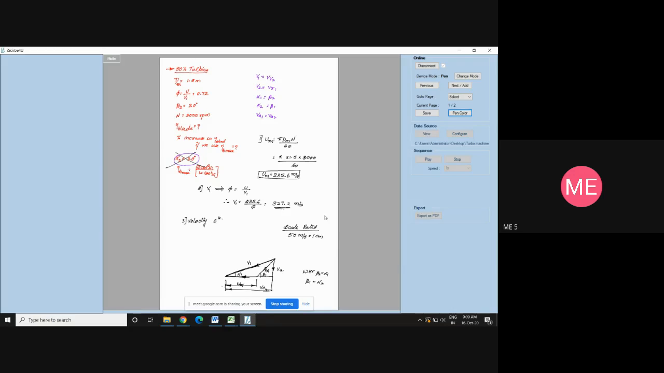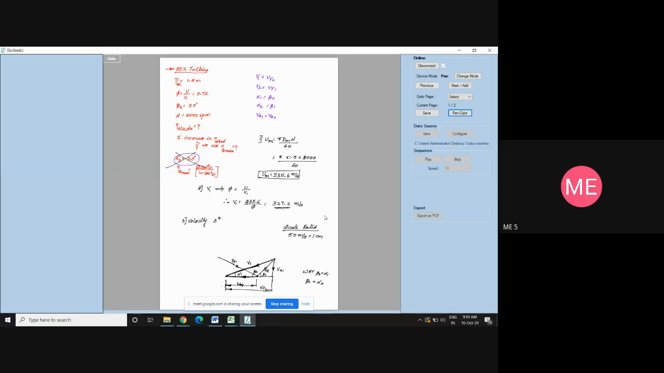Can you complete the outlet angle? To complete the outlet, I am supposed to start from here. What is the angle I am supposed to take now? I am supposed to get beta 2 here, where beta 2 is equal to alpha 1. Alpha 1 is equal to 20 degrees.